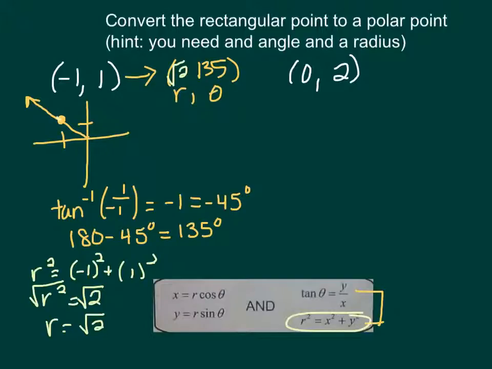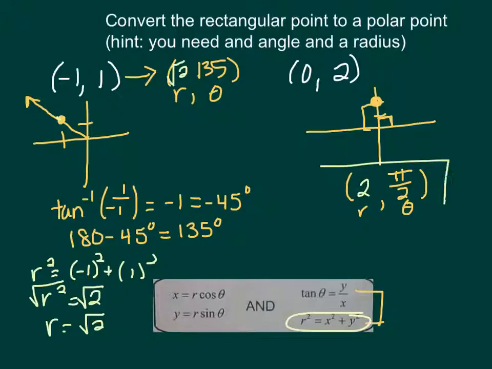Let's try this again. Let's draw this out. At (0, 2), there's my rectangular point. If I'm looking at my r and my theta, I know right now that my theta is 90 degrees. So I can put 90 degrees or I can use pi halves. My radius is the distance from here to here. I can do it mathematically, or I can do it logically and know that's the distance of 2. There's my polar coordinate.